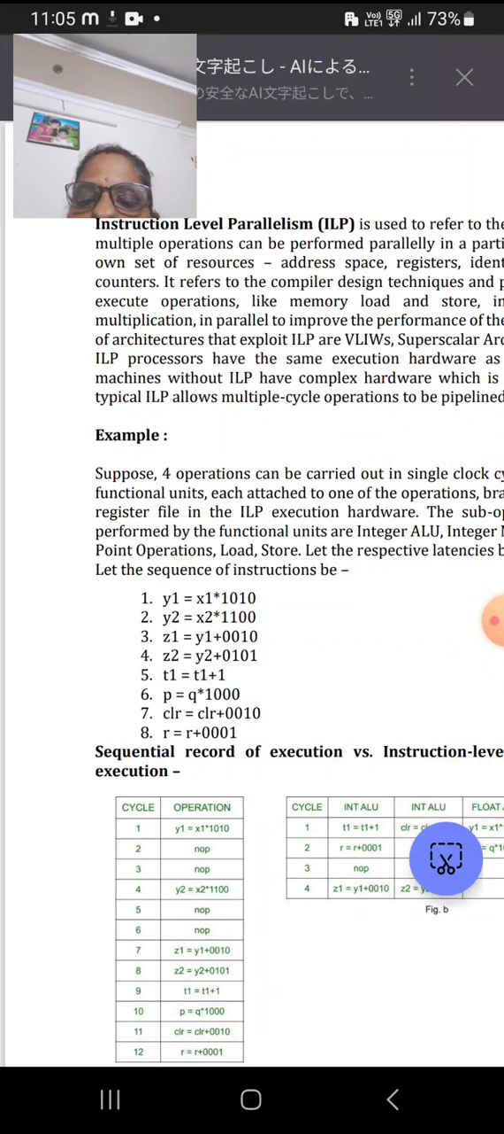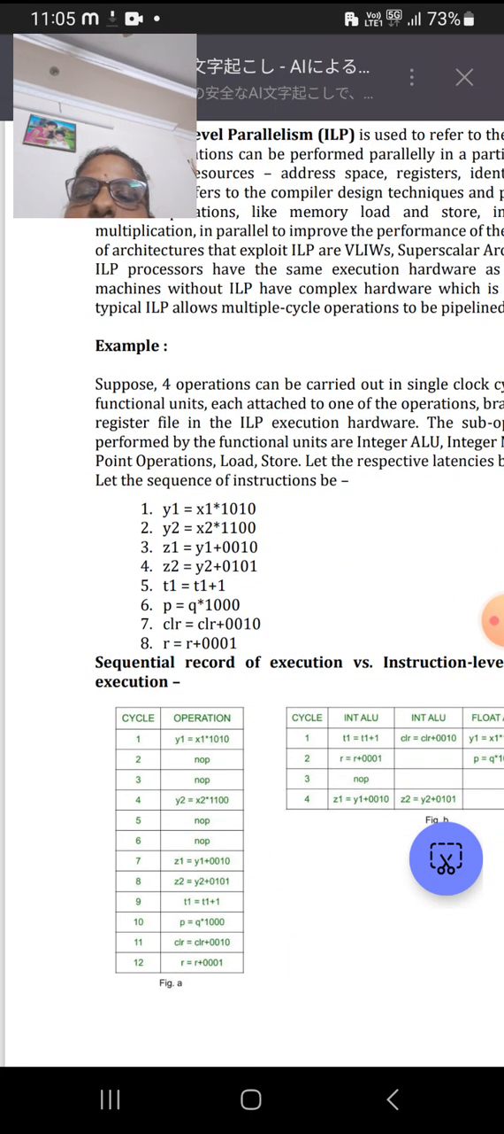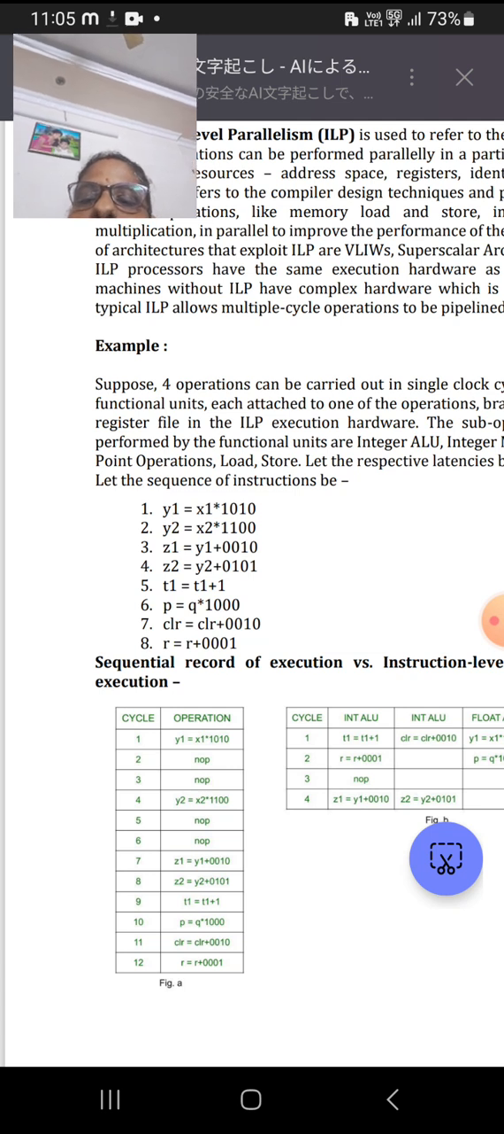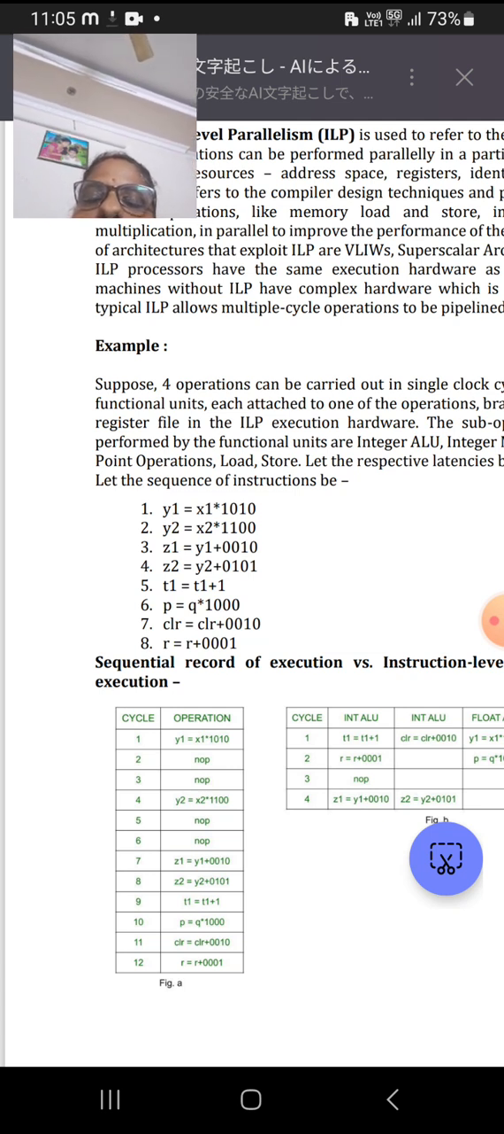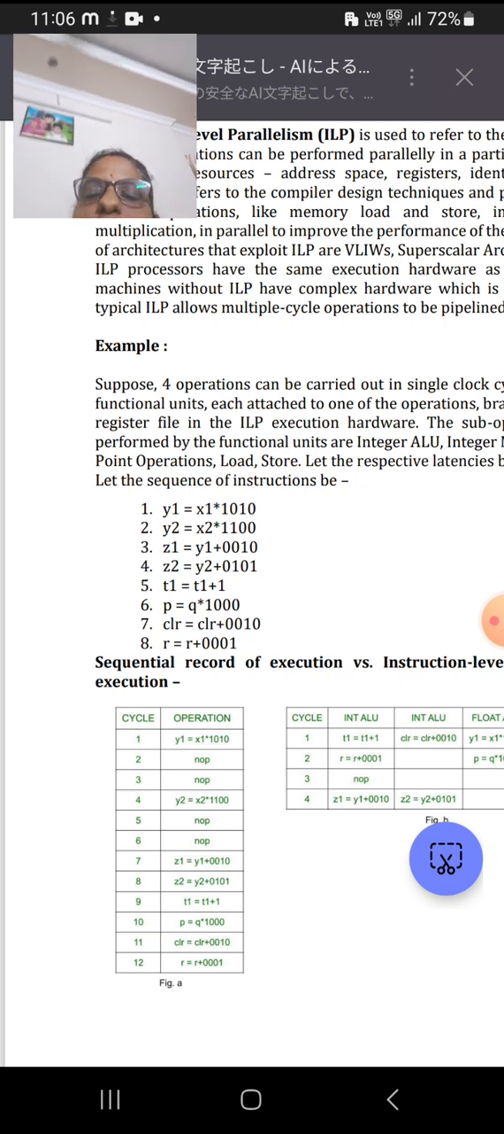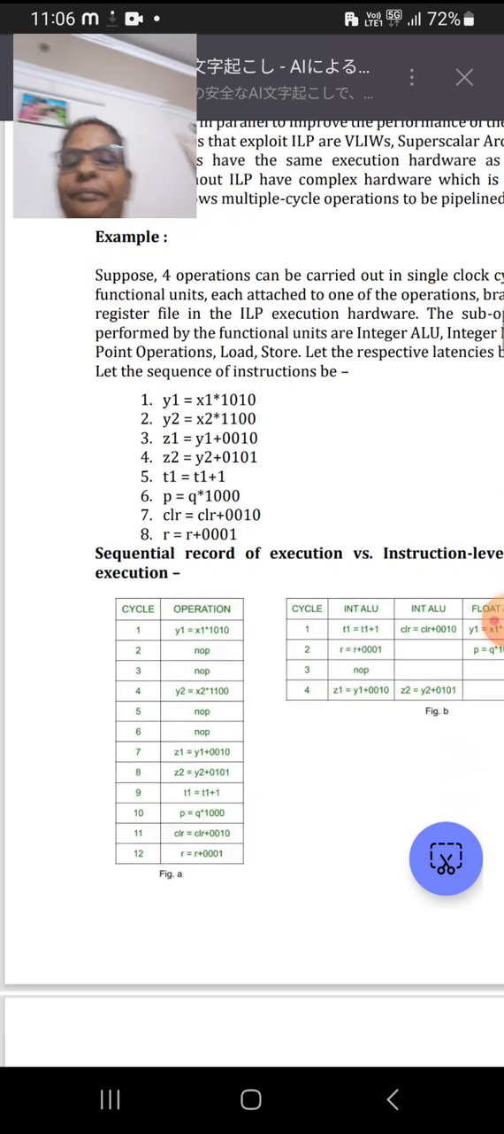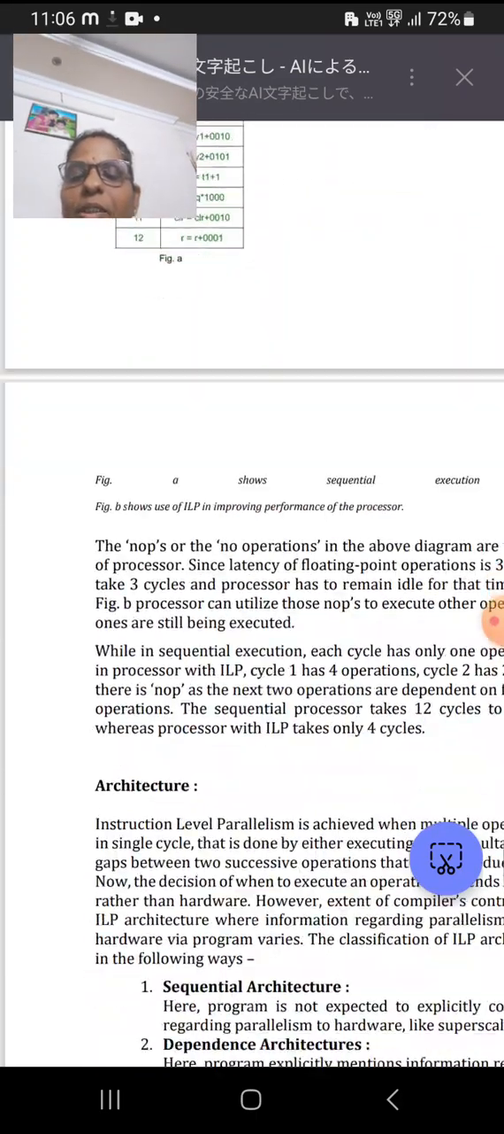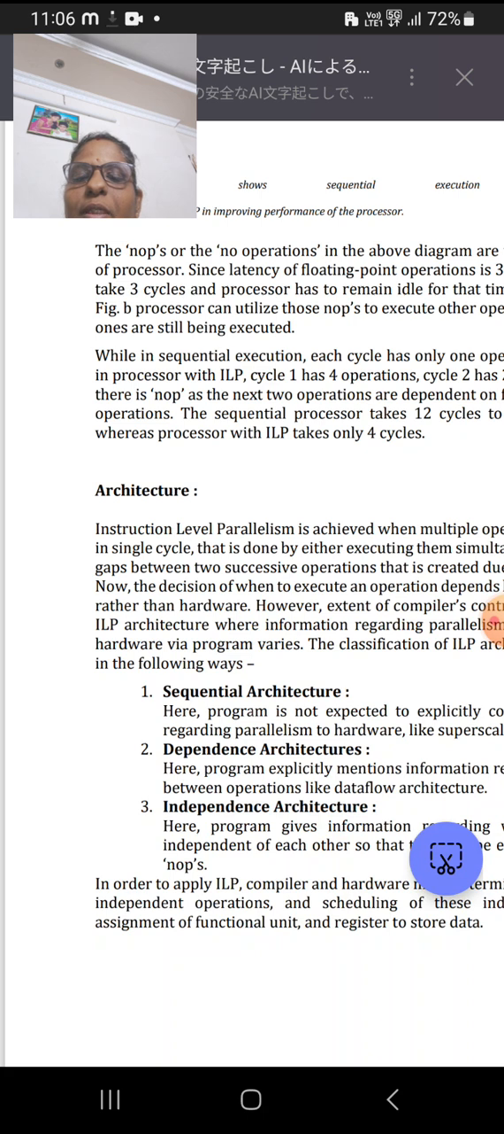Many instructions are like y1 equals x1, with certain address state, likewise y2. x1 is y1 from the addition of addresses, and x2 is y2 from the addition of addresses. You can add temporary variables, increment the program counter, and store the data in another format. So these are all the instruction level parallelism concepts in computer architecture.